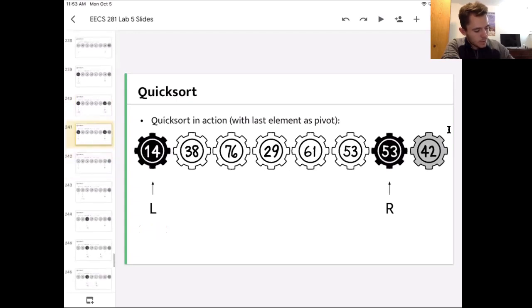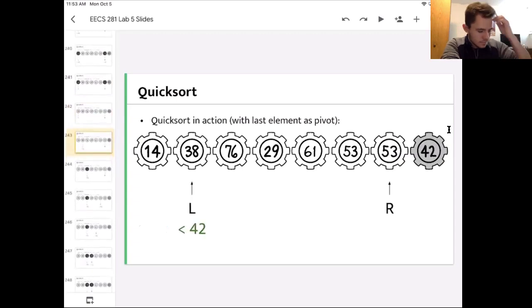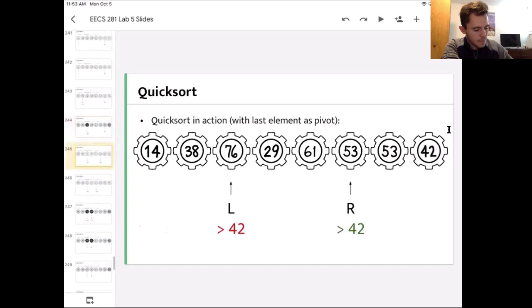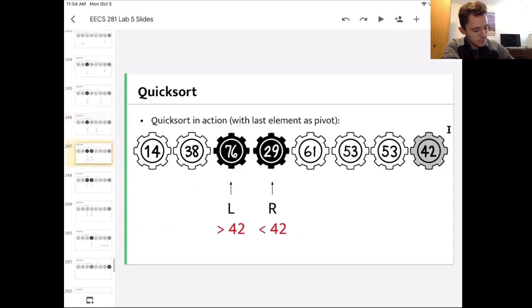All right, so we swap these two elements, and then we're going to move our pointer, right? 38 is less than 42. That's okay. 76 is greater than 42. That's a problem. We're going to have to swap that. Okay, move our right pointer. 53 is greater than 42. We're okay. 61 greater than 42. We're okay. 29, that's less than 42. So that needs to be on the left side, right? So we're going to swap these two elements, the 76 and the 29, so that they're in the proper location.